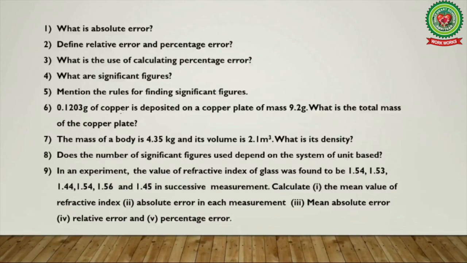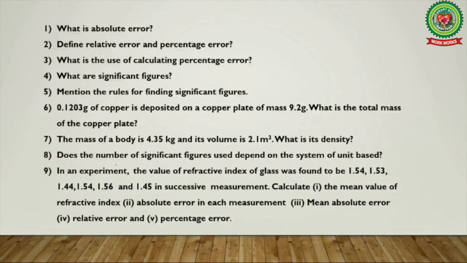0.1203 gram of copper is deposited on a copper plate of mass 9.2 gram. What is the total mass of the copper plate? It means you have to add these two terms, but you have to follow the rules for finding significant figures. So keep this thing in mind while solving this numerical. Okay. The mass of a body is 4.35 kilogram and its volume is 2.1 meter cube. What is its density? Here you have to apply the formula for density. I am giving you a hint. Density is equal to mass upon volume. So apply the divide rule here.